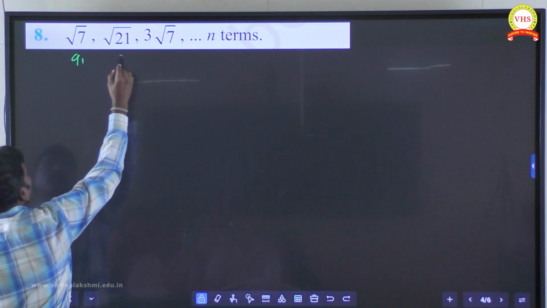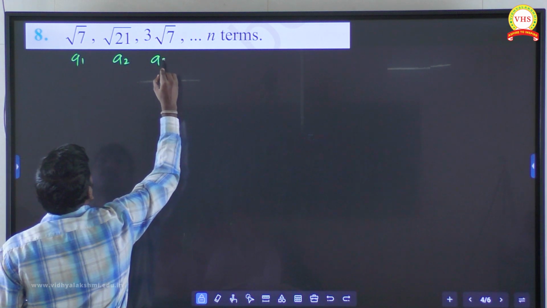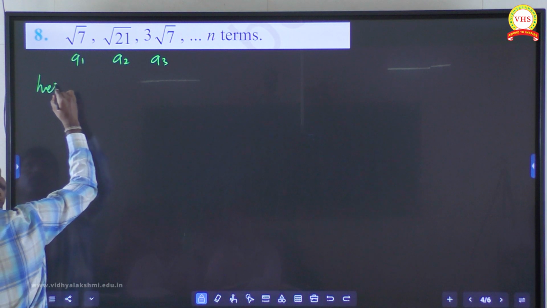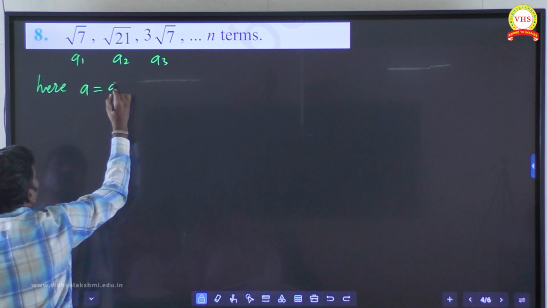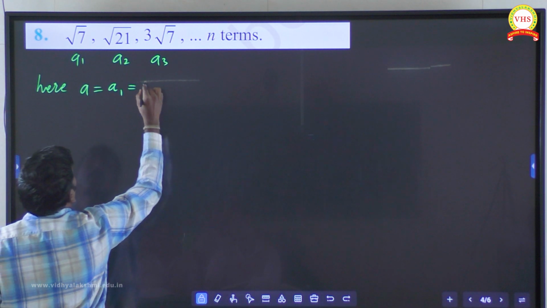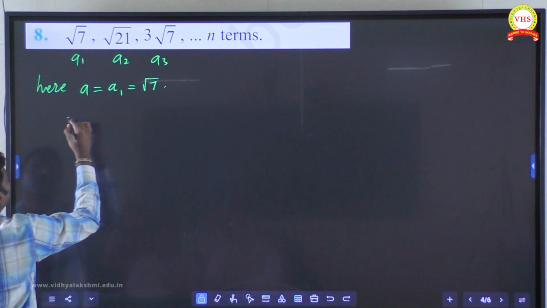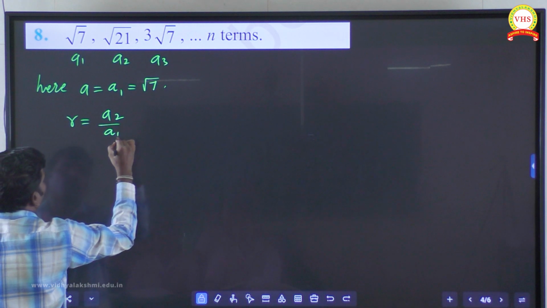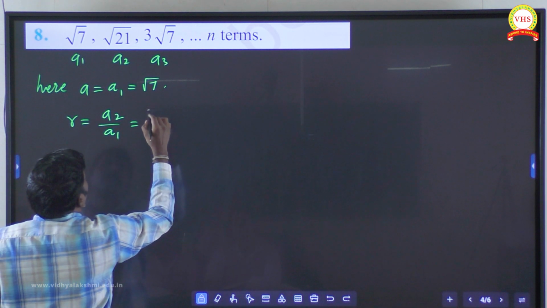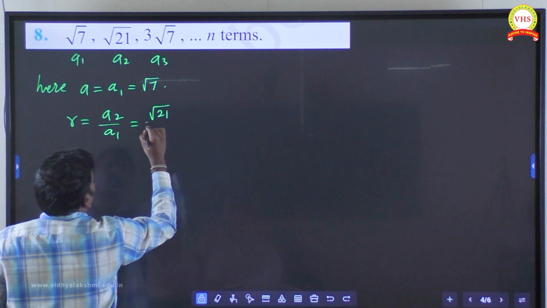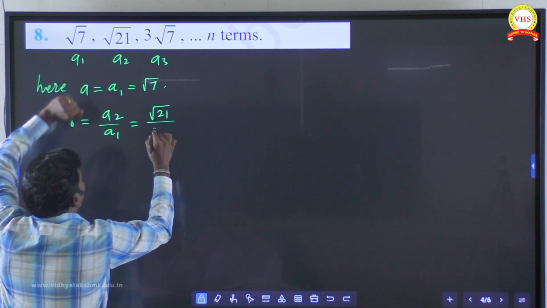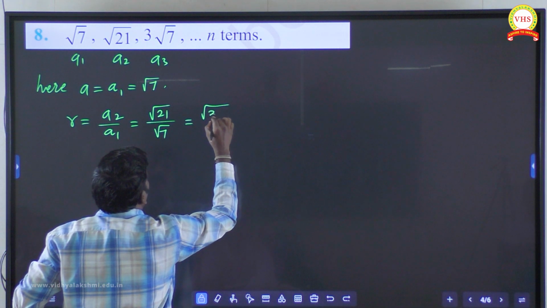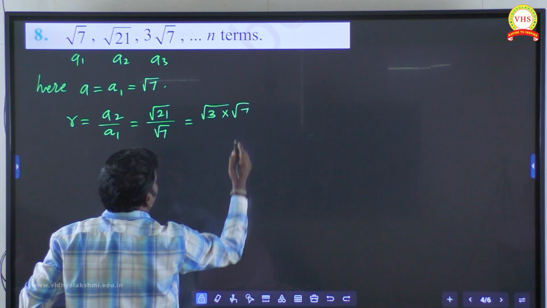The same thing here. This is my A1, A2, A3. That means term 1, term 2, term 3. It's going till n terms. So here a equal to A1, that is term 1. Term 1 is what? Root 7. And the common ratio I have to find: common ratio is A2 divided by A1. A2 value, we know that, is root 21, square root of 21. And A1 value is root 7. Right, fine. Root 21 we can write as root 3 into root 7. Shall we write like that?